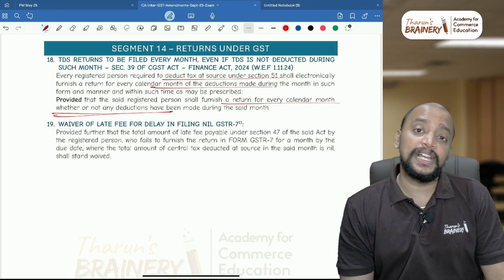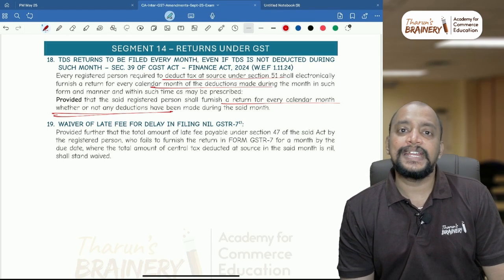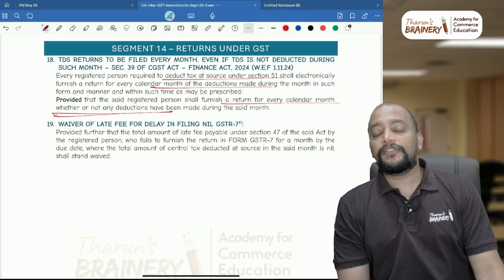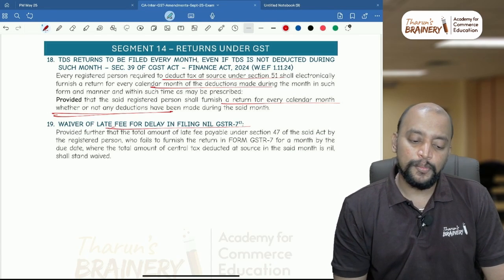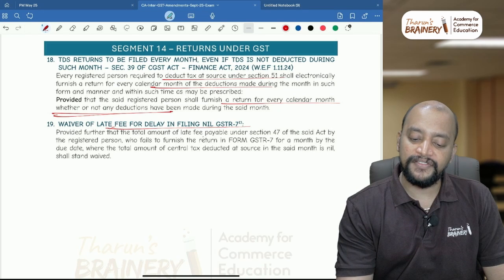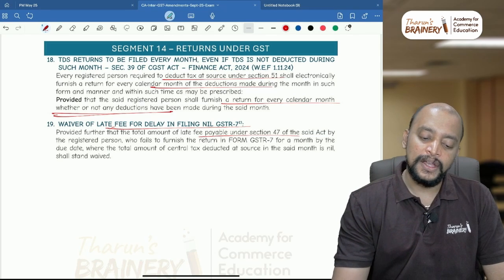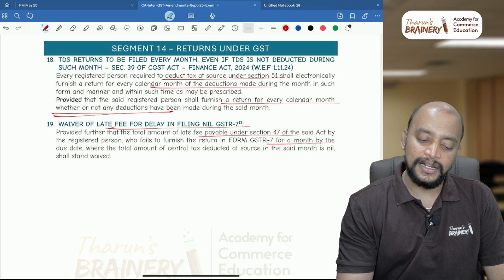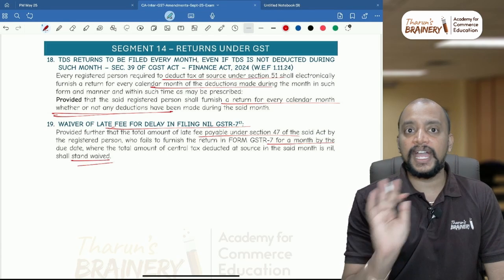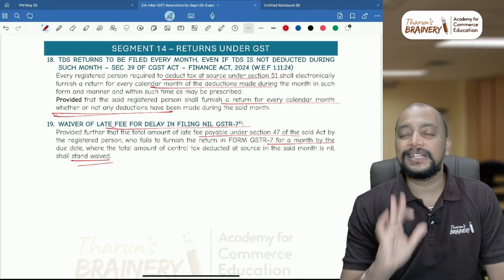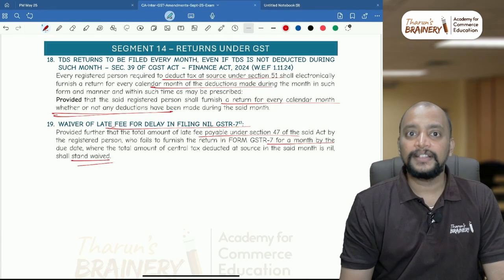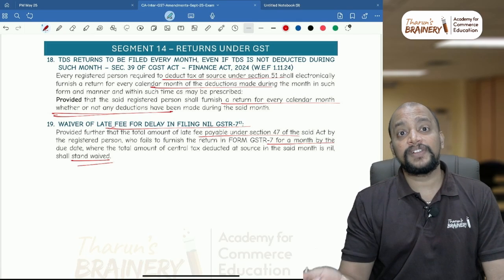Suppose they have not filed the nil return, will there be any late fee? That late fee is waived off now. Waiver of late fee for delay in filing nil return: provided further that the total amount of late fee payable under section 47 by a person who fails to furnish a nil return stands waived. Right now they have waived it, but whenever they want to, they can bring it back. Simple part: a TDS deductor needs to file a nil return. They have to file, simple. If they have not filed, will there be a late fee?